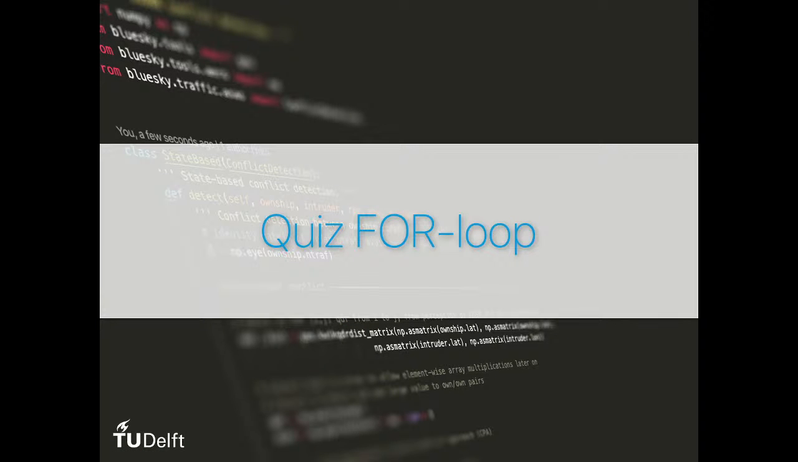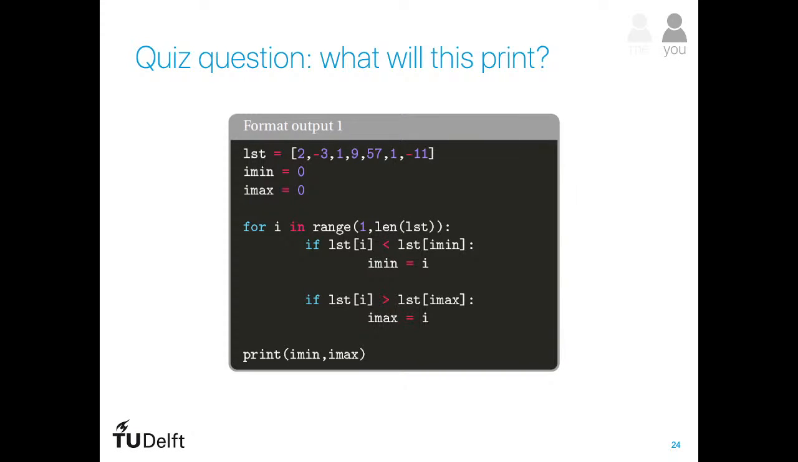So maybe end the part about 4 with one final quiz question. And that is, what does this do and what does this print? So have a close look at the for loop, and the print statement is here at the bottom. If you can tell me what this prints.